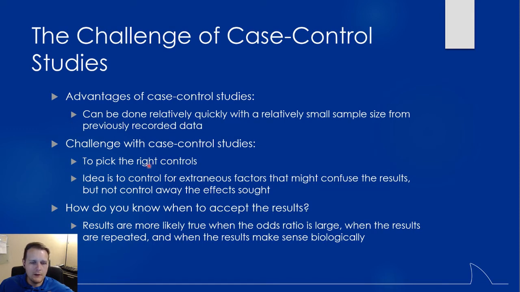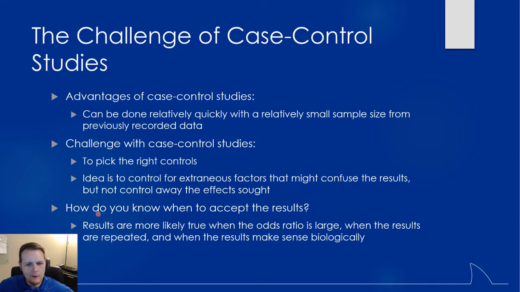So one, to pick the right controls. How do you pick people that are truly similar to your cases there? There are even some problems where you can pick them where they can actually be way too similar, and it's really hard to find any differences between them. But it's important to try to control for those extraneous factors that might confuse the results, right? So looking at things like immunosuppression in the case of vaccine studies. Not to control away things that we would look for in terms of effects, not to control away what their vaccination status was, because that's specifically what we're looking at.